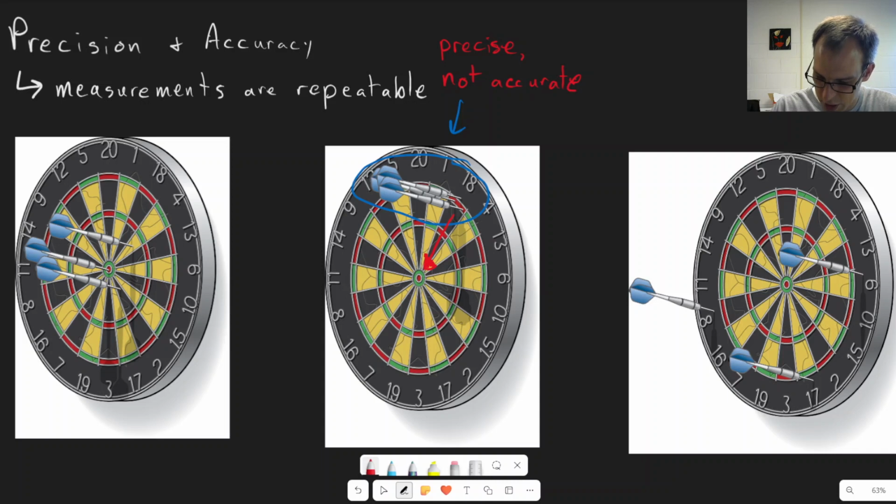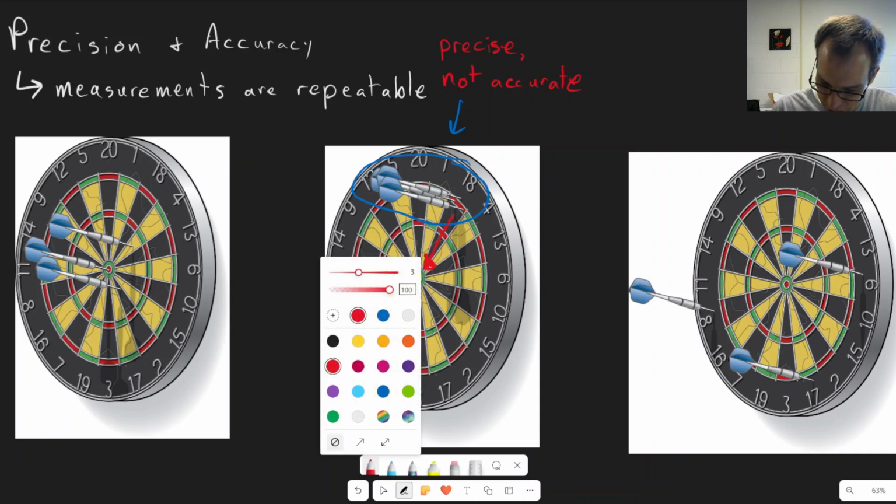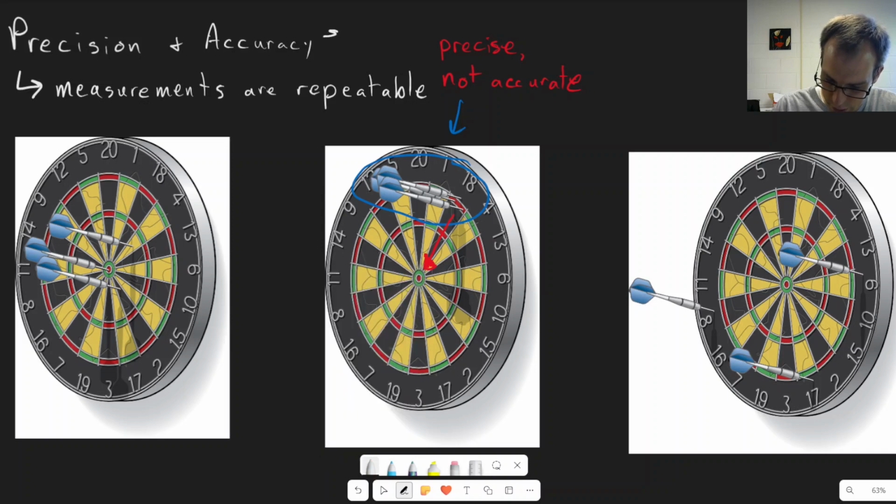So when we use the term accurate in terms of scientific measurements, what we're saying is that it gives the true value. Accuracy tells you how close to the true value your measurements are. Or we could say the measurement is correct, right? It gives the actual value. In our case, that means how close is it to the bullseye?